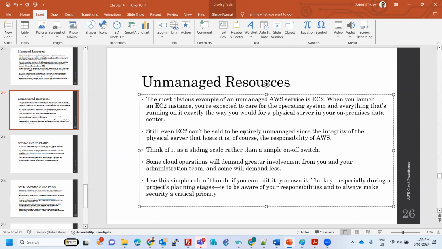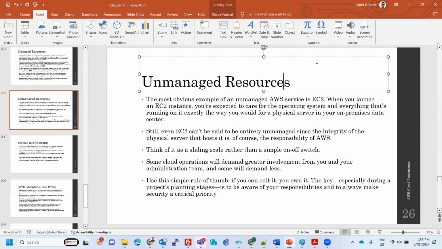Even EC2 cannot be said to be entirely unmanaged, since the integrity of the physical server and host is, of course, the responsibility of AWS. Think of it as a sliding scale rather than a simple on-off switch. Some cloud operations will demand greater involvement from you and your administration team, and some will demand less. Use this simple rule of thumb: if you can edit it, you own it.